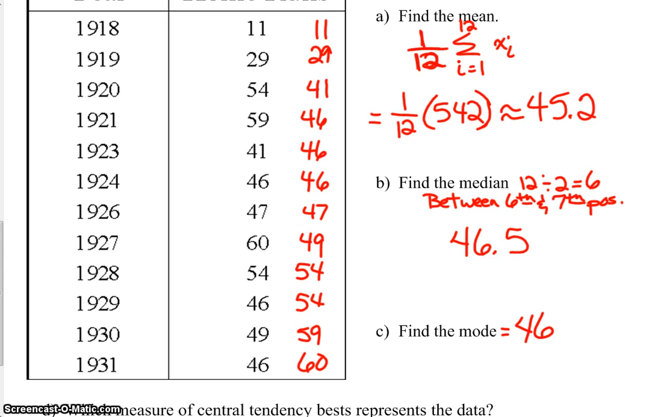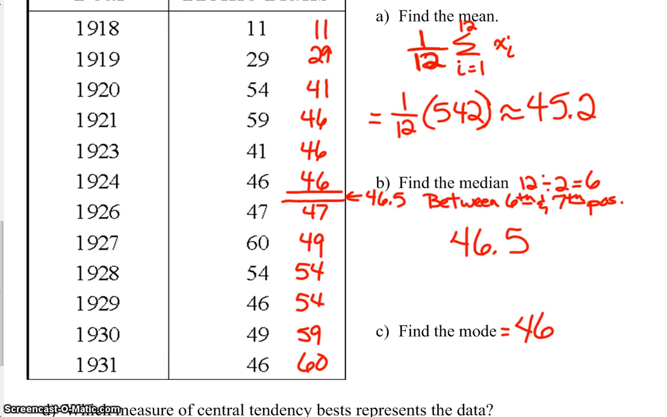The 6th piece of data was 46. The 7th piece of data was 47. Halfway in between there was 46.5, so that was my median. And the mode was the number that happened most frequently, which was 46. It did not matter that 54 was repeated. The only thing that was important was that 46 happened the most often.